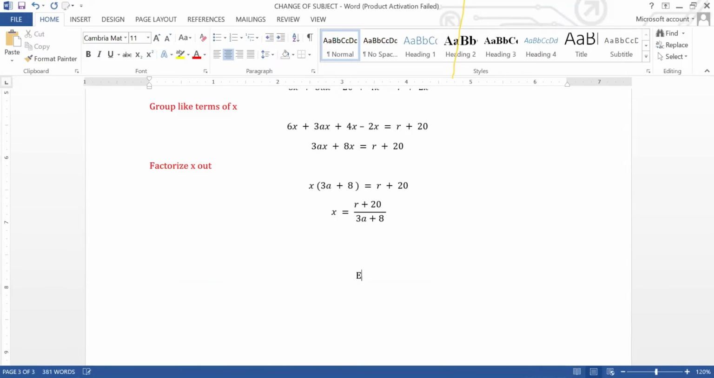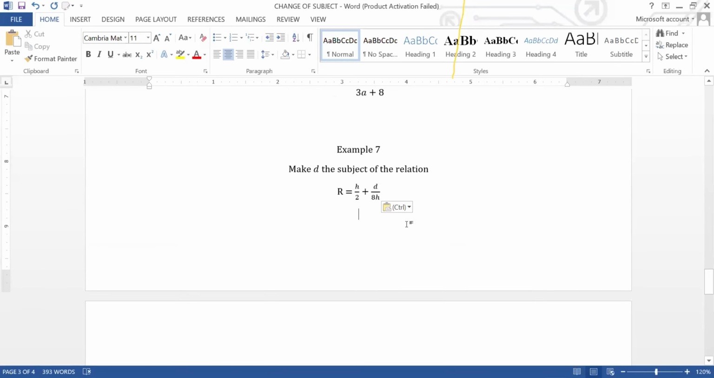Let's start some divisions. Example 7. This is what we have. So this is our example 7 solution. Yes, it all makes sense.